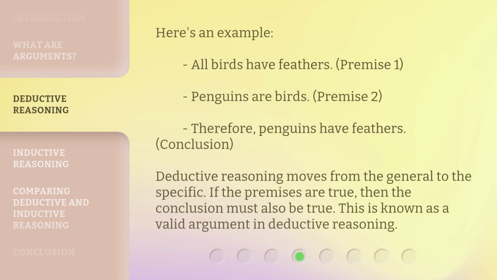Here's an example. All birds have feathers. Premise 1. Penguins are birds. Premise 2. Therefore, penguins have feathers. Conclusion. Deductive reasoning moves from the general to the specific. If the premises are true, then the conclusion must also be true. This is known as a valid argument in deductive reasoning.